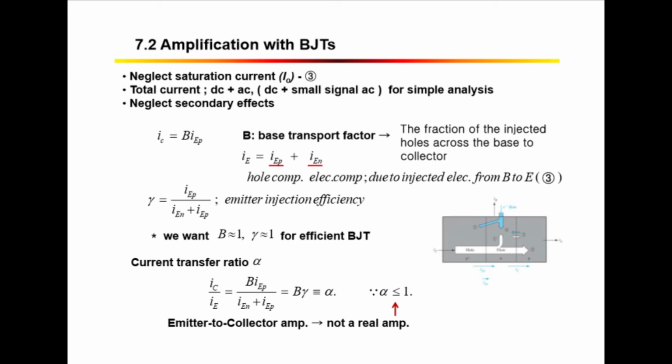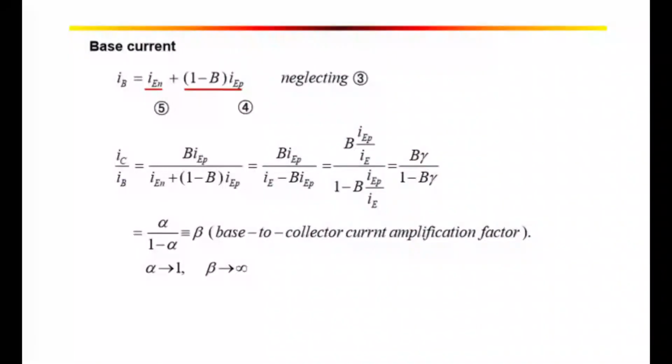But there is no real amplification because alpha is less than 1. On the other hand, the relation between collector current and base current is more promising for amplification. It means we cannot forget the role of base current in the amplification of our BJT.